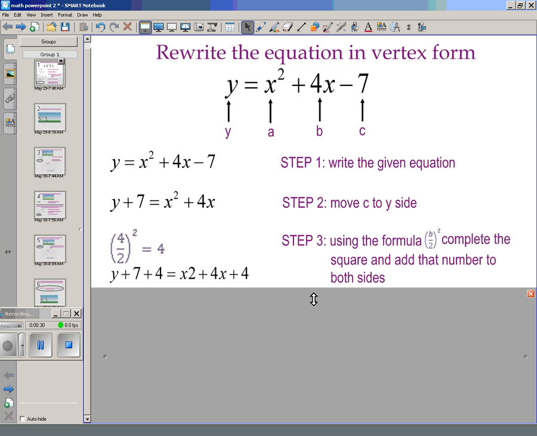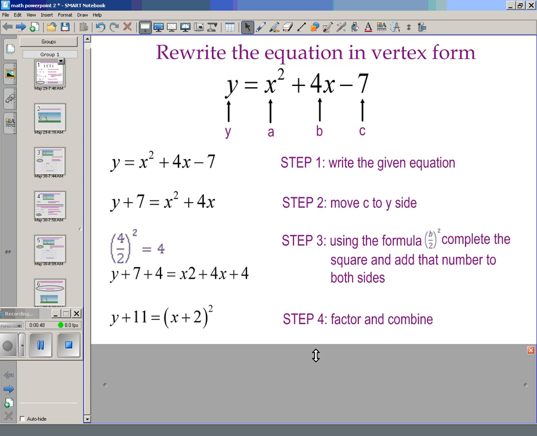The third step is using the formula (b over 2) squared to complete the square and add that number to both sides. The b is 4, so (4 over 2) squared equals 4. You add this to both sides and get y plus 7 plus 4 equals x squared plus 4x plus 4.